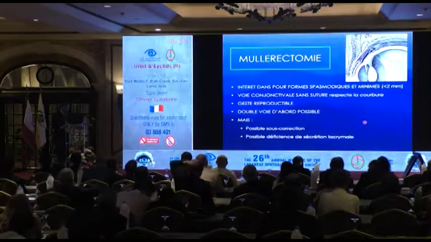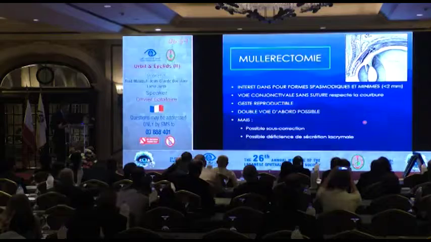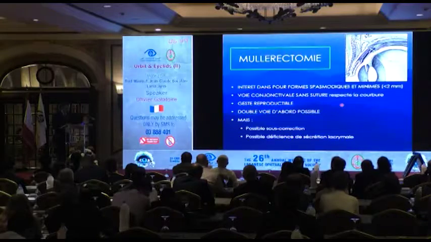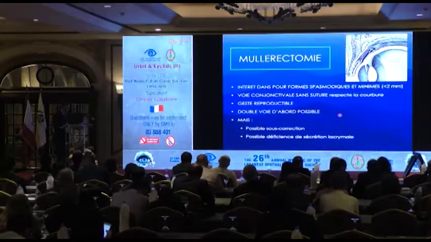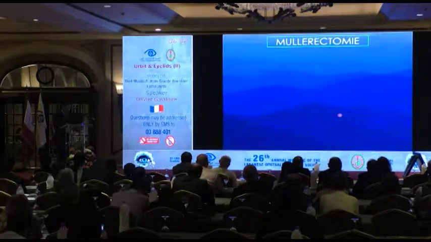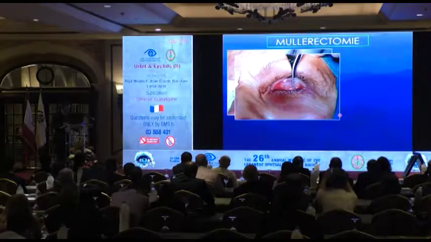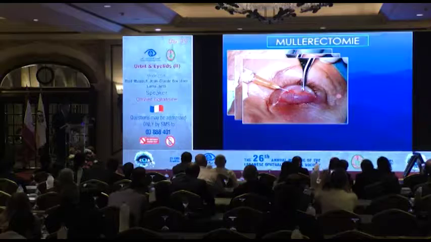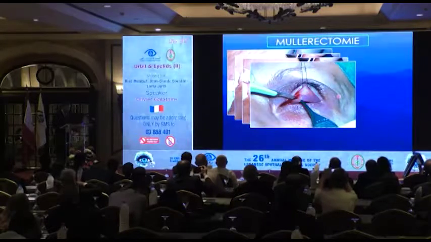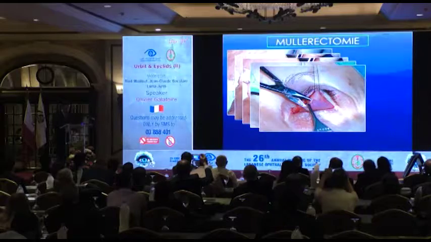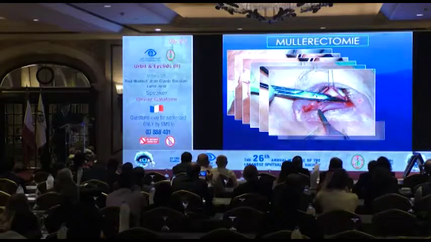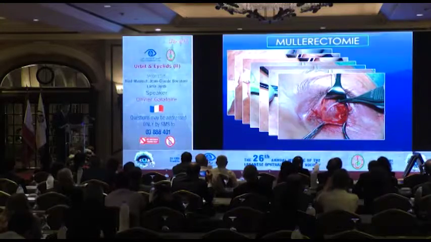The second possibility is Müllerectomy, that is to say, taking off all the Müller muscle by posterior approach. The indication is quasi the same as toxin, that is to say minimal retraction, less than 2 millimeters, by conjunctival way. This technique is largely reproducible. This is the technique: local anesthesia, eversion of the upper eyelid, infiltration into the conjunctival way, permitting the dissection of the Müller muscle, separating it from the superior part of the tarsus. You can see here the conjunctival plane separated from the levator aponeurosis.